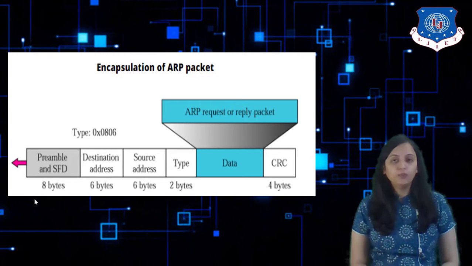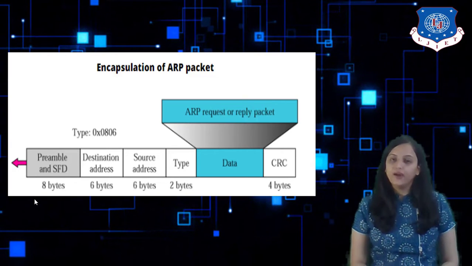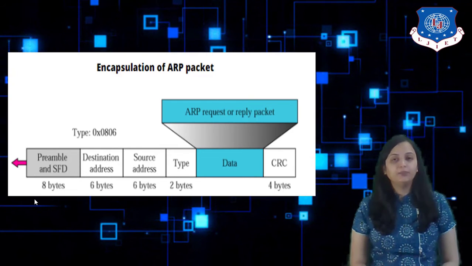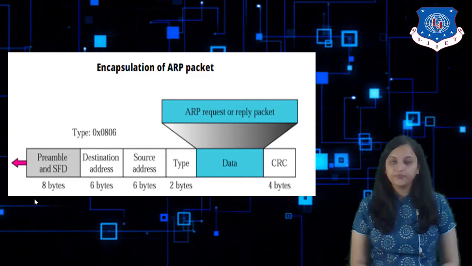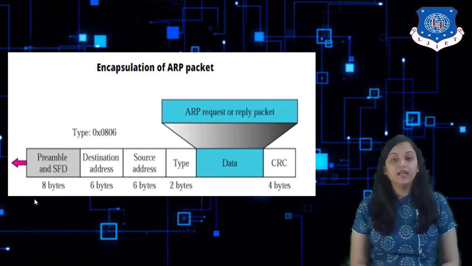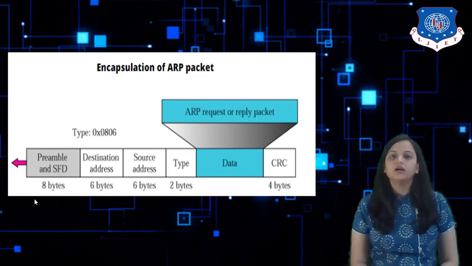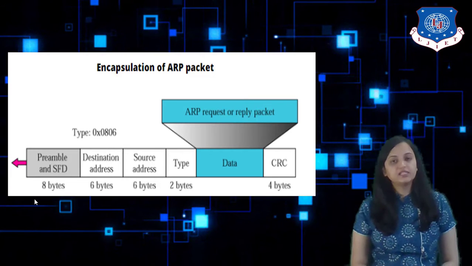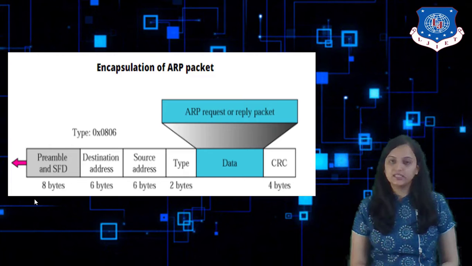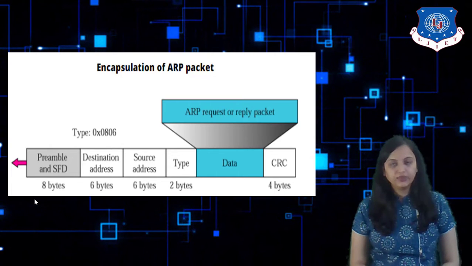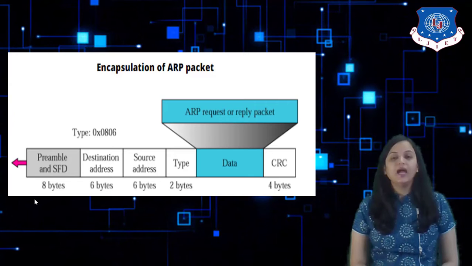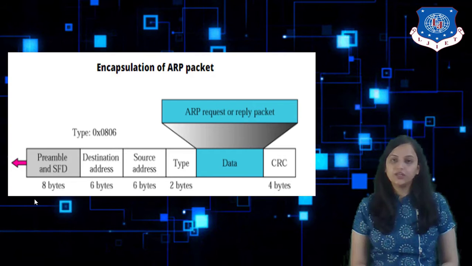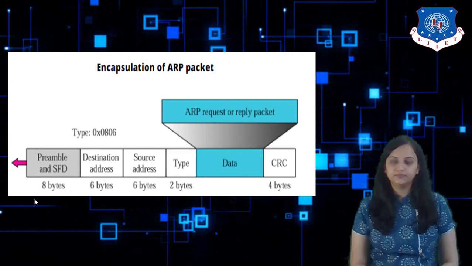Then the next is source address, which is again of 6 bytes. Then the next field is of 2 bytes, which is a type field, where the type of request packet is indicated. That means which type of data is to be there. Then the next comes the data field. In this data field, the encapsulation of ARP request or reply packet is done. And the last field is CRC, cyclic redundancy check, for error detection, which is of 4 bytes. So this is the frame structure where encapsulation of ARP packet is indicated.